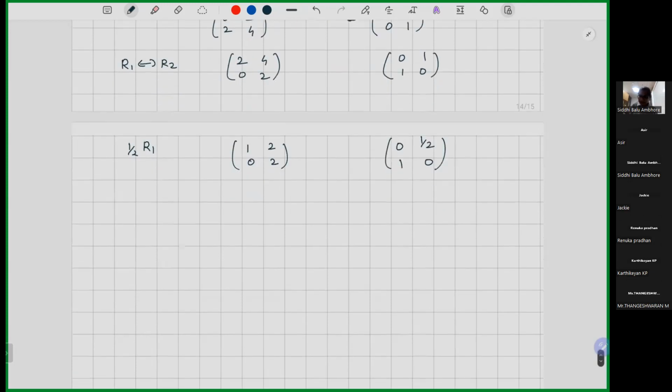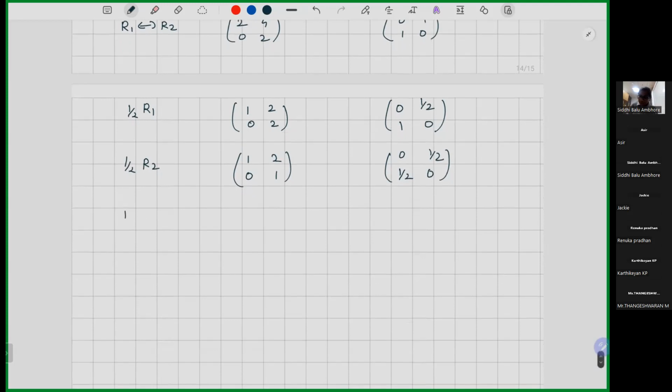Similarly, I will multiply R2 by 1/2, then this will give me 1, 2, 0, 1, and here 0, 1/2, 1/2, 0. And now what I will do is R1 minus 2 R2, and it will give me 1, 0, 0, 1.